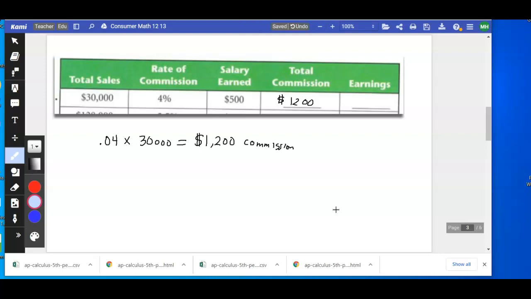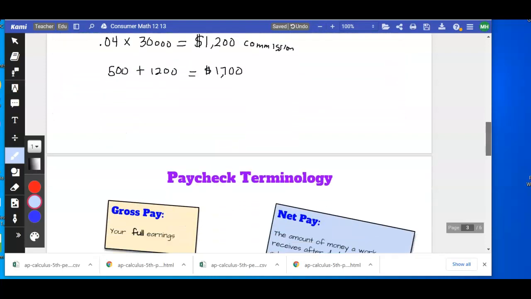Now to get our total earnings, we have to add in the salary that he or she also earns. Maybe this was for a month's payment or maybe bi-monthly. Anyway, they have $500 plus the $1,200, and that's going to, of course, equal $1,700 when you add those two. That's the amount you're going to put in here. So $1,700 is her total.